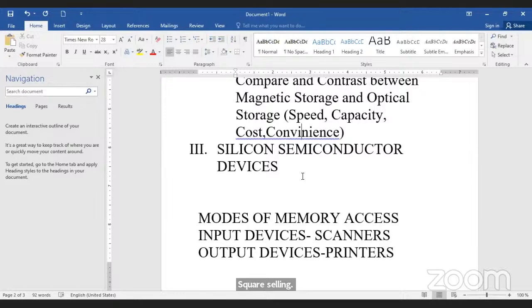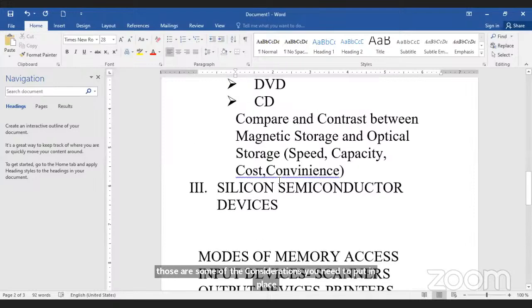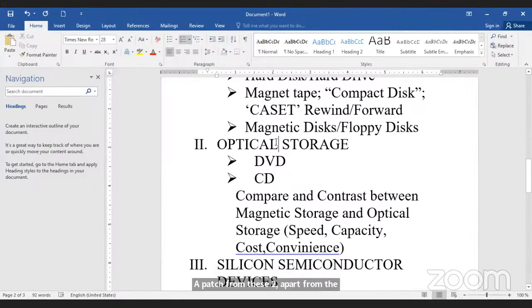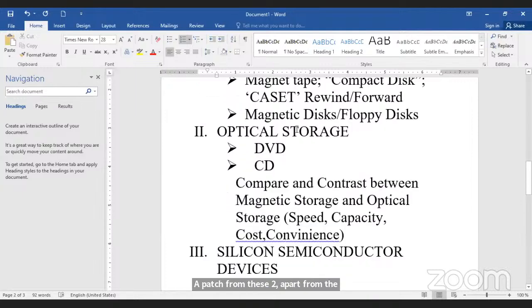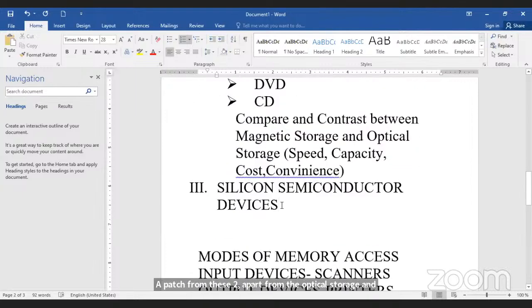So those are some of the considerations you need to put in place. Apart from these two, the optical storage and magnetic storage, we have what's called silicon semiconductor devices. This is now the latest technology. Okay, this is the latest technology.